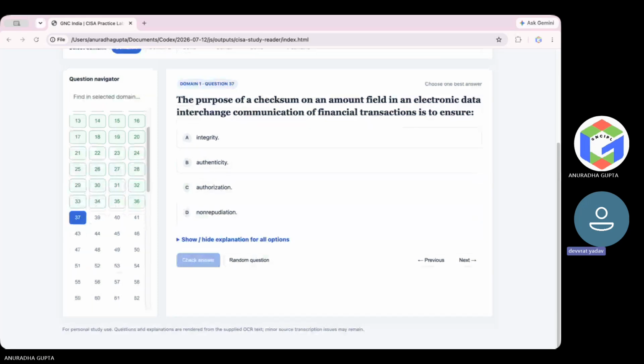This question I have to guess only, because what is checksum, what is financial and all, I'm not very sure. Integrity, authenticity, this is a kind of authorization, non-repetition. Most probably A or D, first or last.